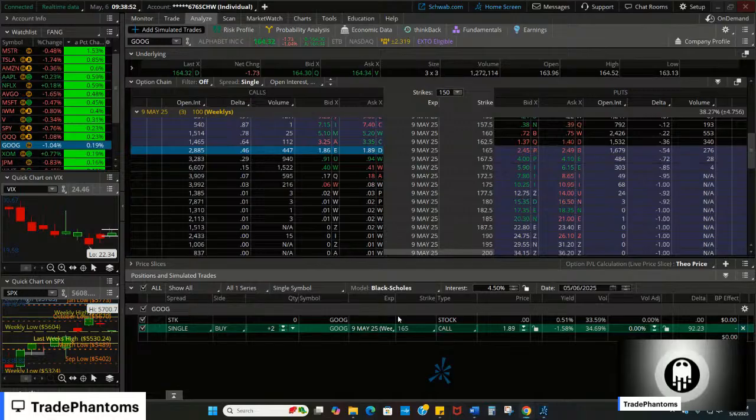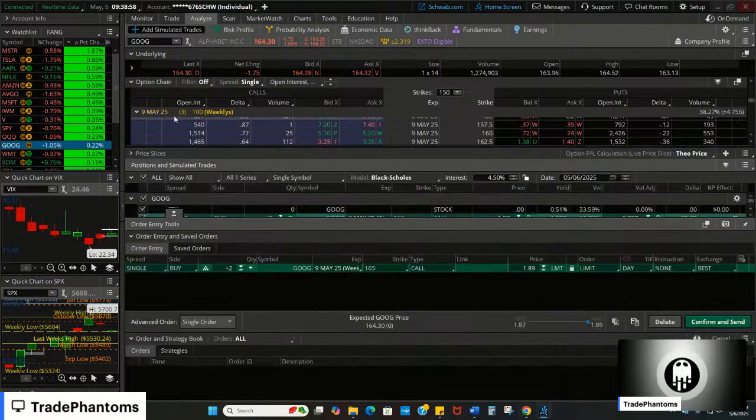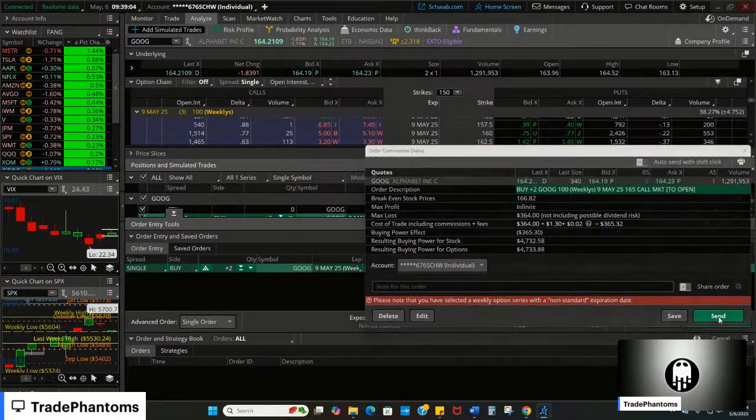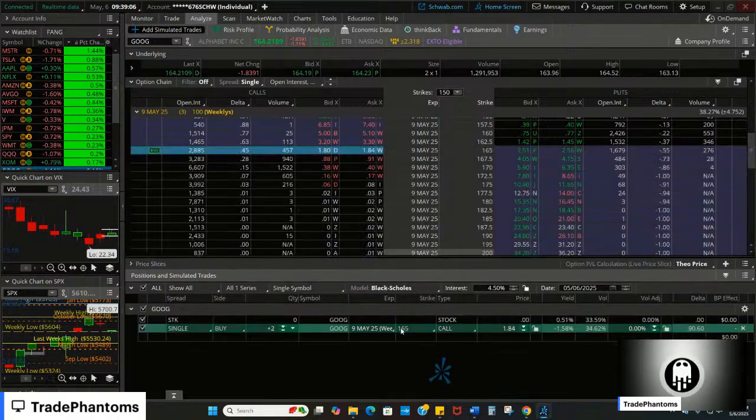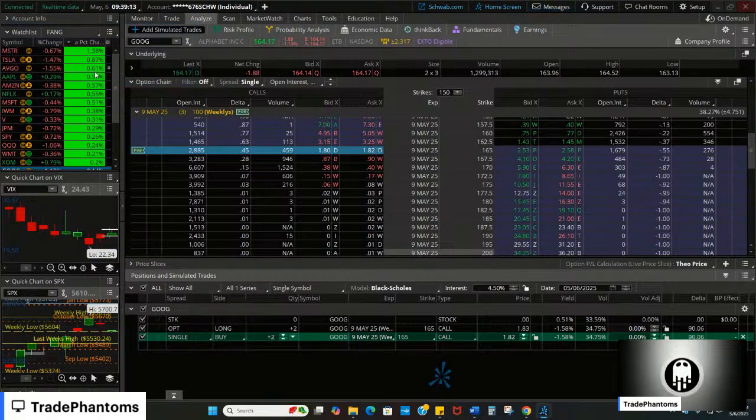Okay, so I'm going to pick up these 165 strike calls on Google, just for a day trade, May 9th expiration. All right, 165. You see it just got filled there, 183. Let me get this on my other account over here. So just be a day trade.